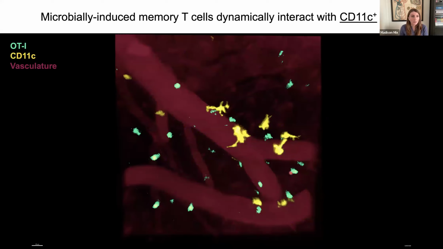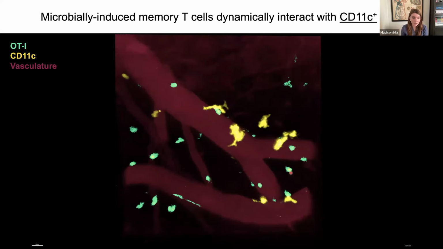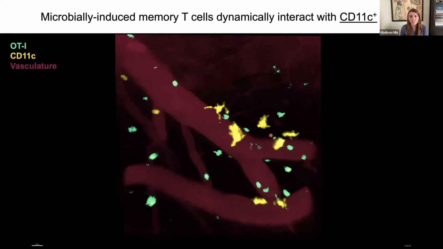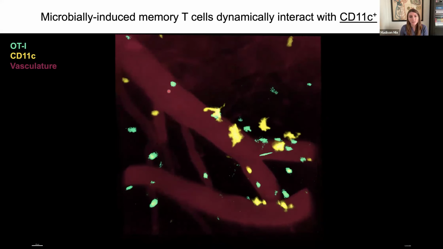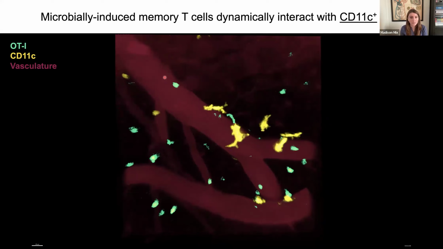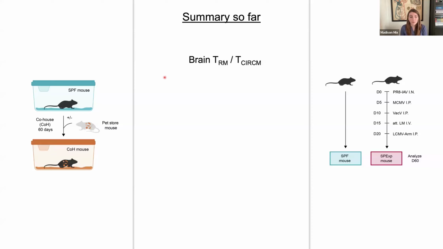To show just one more video, we also performed these assays in CD11C YFP reporter mice. And here, these cells are comparatively rarer, as we may expect in this tissue. And what we can similarly see is that these cells are dynamically interacting with these cell types just at homeostasis, no antigen around.